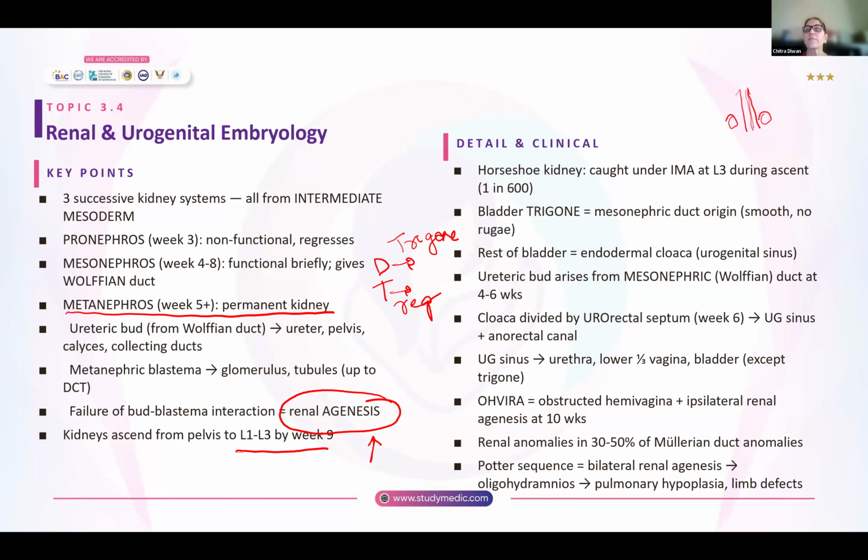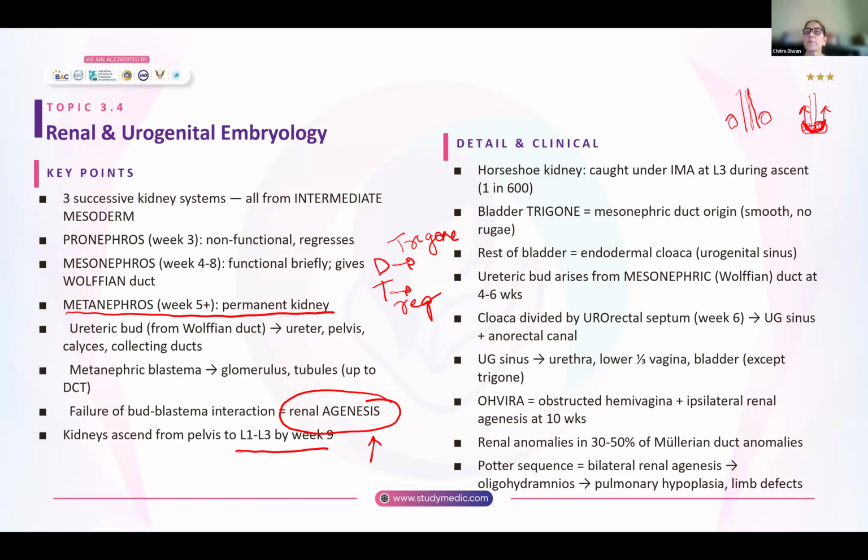Now, because of some developmental anomaly, you have your spine here and you have your kidneys, which are both conjoined. They are joined to each other. So you get formation of what is called the horseshoe-shaped kidney. Kidneys, we saw, start developing in the pelvis and then start rising. Their final destination is L1 to L3.